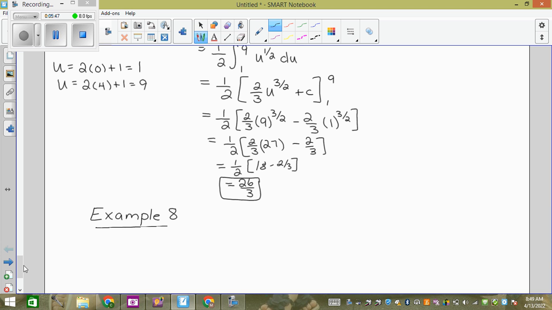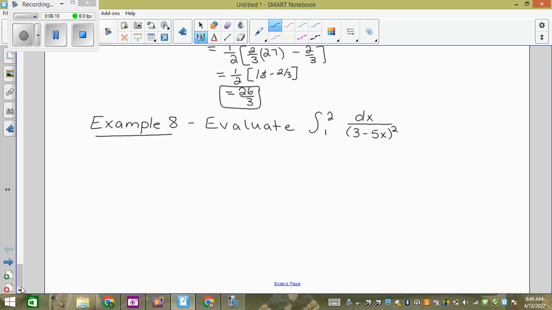Example 8. Evaluate the integral from 1 to 2 of dx over (3 minus 5x) all squared. How could I rewrite that? Usually with the dx on top, it confuses people. It's 1 over that, and then times dx, right? It's the same thing. Okay, you try this one.